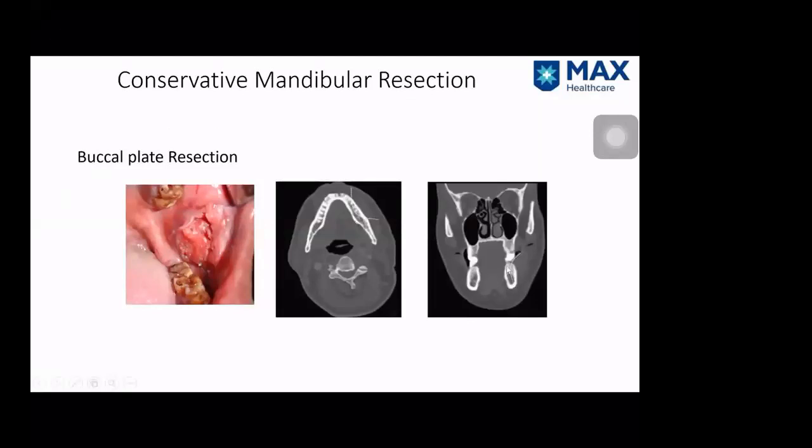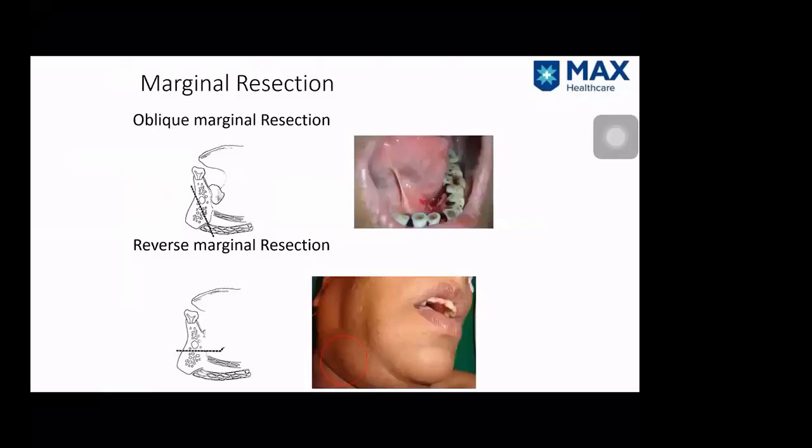Now, the risk with this is that the bone may not be strong enough to sustain the chewing forces and it may fracture. So generally just removing the buccal plate or the lingual plate is avoided. Now, oblique marginal, like I said, for floor of mouth lesions, we might consider that. For reverse marginal resections, if a node is there in the neck and it is invading onto the mandible or having extensive soft tissue spread along the mandible, then you can probably do a reverse marginal resection.